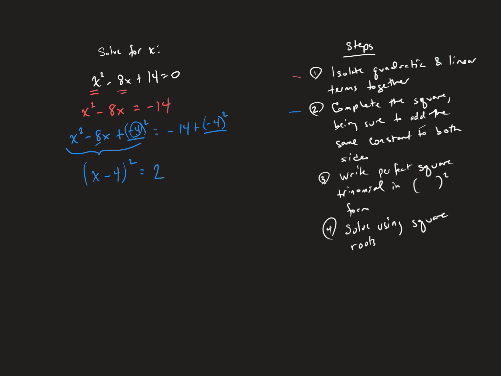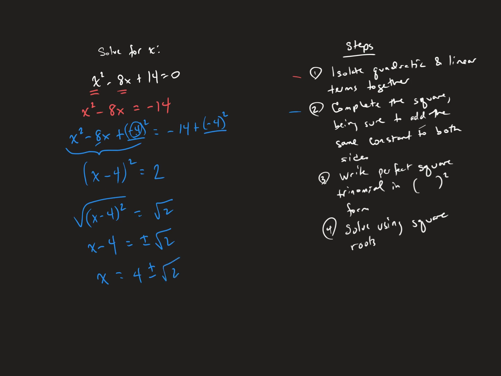And now this looks like the square root equations that we were solving last time. So I have a quantity squared. I'm going to undo it by taking the square root of both sides. The square root of x minus 4 quantity squared is x minus 4, as long as I remember to put a plus or minus on the other side. And then to get x by itself, I'm going to add 4 to both sides.